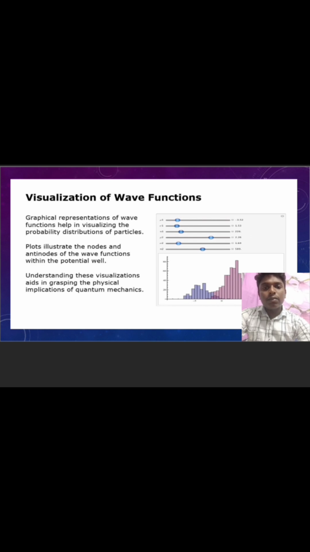And then visualization of the wave functions. The graphical representation of wave functions helps in visualizing the probability distribution of the particles. Plots illustrate the nodes and the antinodes of the wave functions within the potential well. In the picture beside, you can see the graph. Understanding these visualizations helps in grasping the physical implications of quantum mechanics.